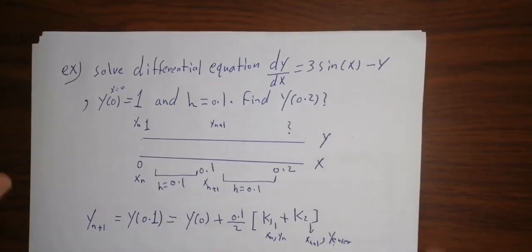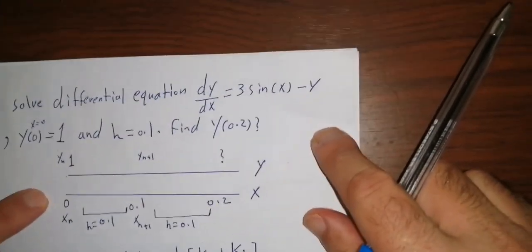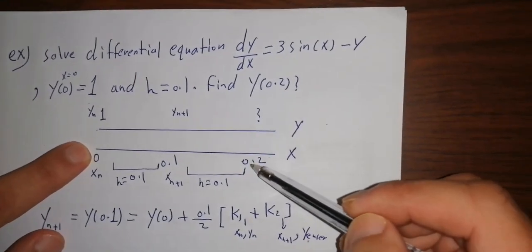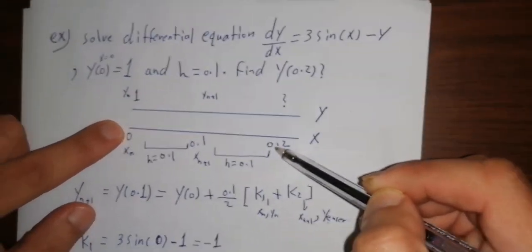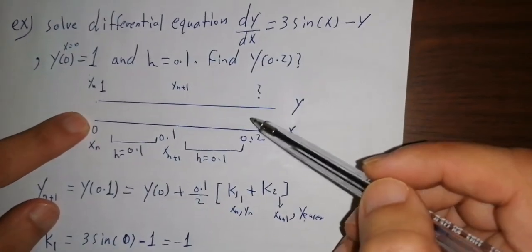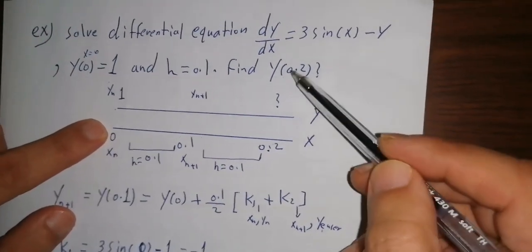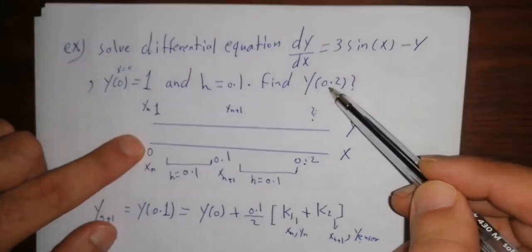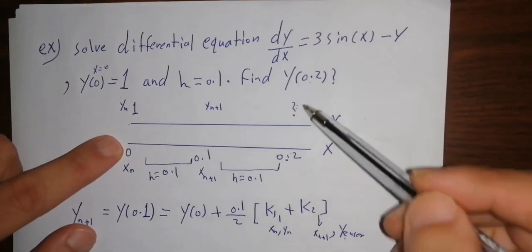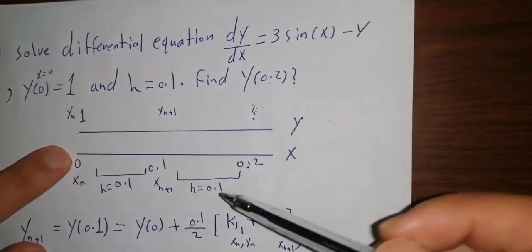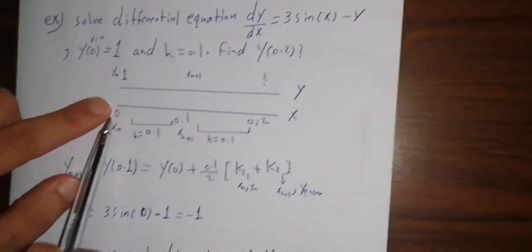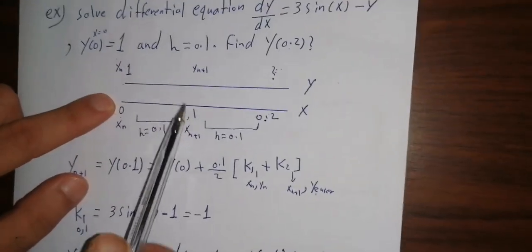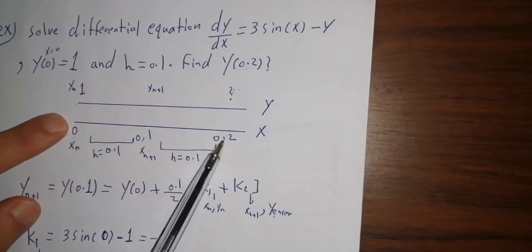First we organize the numbers, starting from x 0, step 0.1, step 0.2, the last point. You need me to find y at x equals 0.2. We start from the initial condition. When we make a step, we solve y at 0.1. When we finish, we will go on to solve it at 0.2.